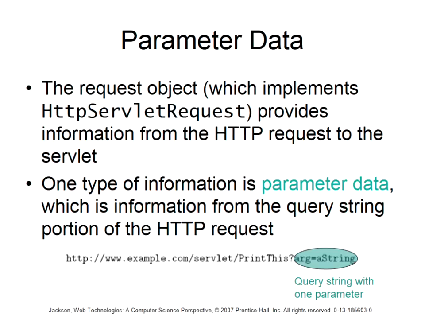So the request object, which implements HttpServletRequest, provides information from the HTTP request to the servlet. One type of information is parameter data, which is information from the query string portion of the HTTP request. So this is an example of a servlet. We want to execute this servlet. The name of this servlet is PrintThis with argument equal a string, so a query string with one parameter.